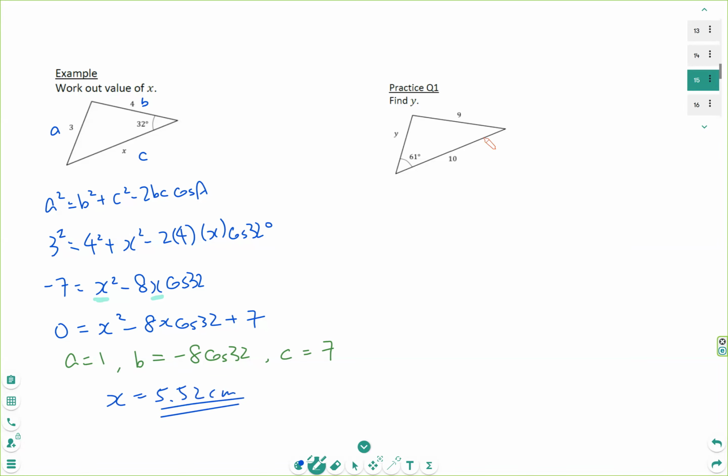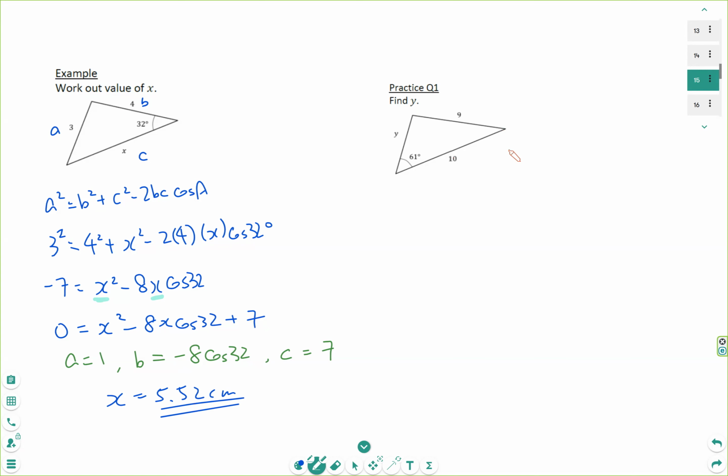You don't have to show any steps in between. Is there an alternative way of doing it? Yes, of course. You can use the sine rule to work out this angle, then work out the other angle using angles in a triangle, and then do it the other way around. But you should get 5.52.